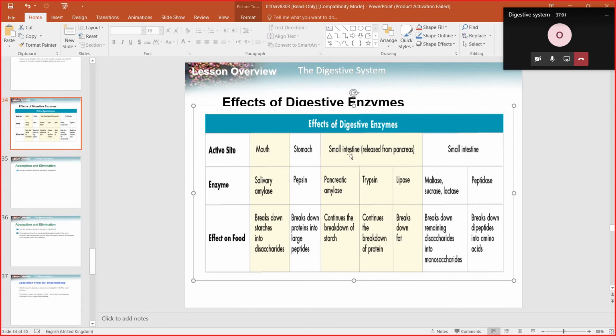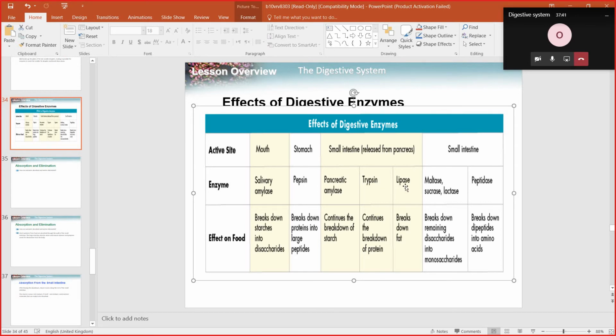Now, in the small intestine, enzymes are released from the pancreas, because you already studied pepsin and amylase. Here from the pancreas we have pancreatic amylase. This is an enzyme that looks like amylase, but it's secreted from the pancreas. It continues the breakdown of starch, completely digests the carbohydrates. Trypsin continues the breakdown of protein. So the trypsin changes the protein into amino acids, which is the simplest unit.